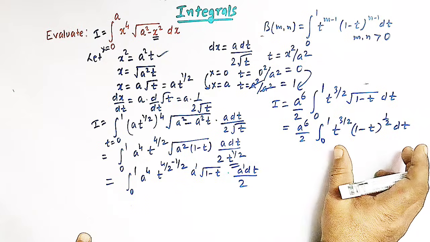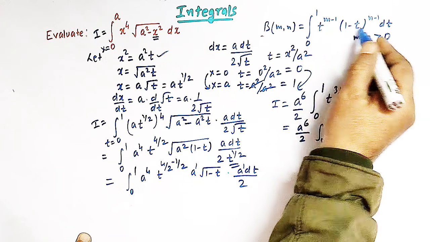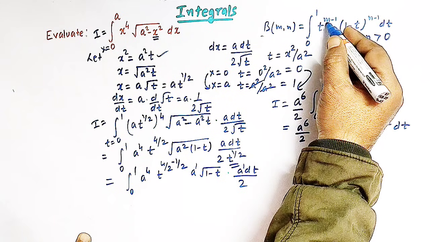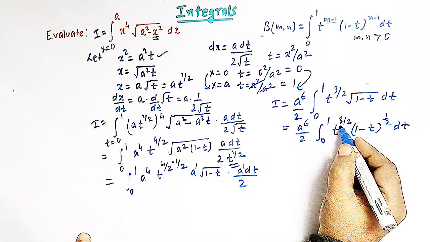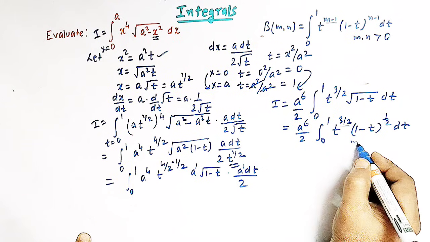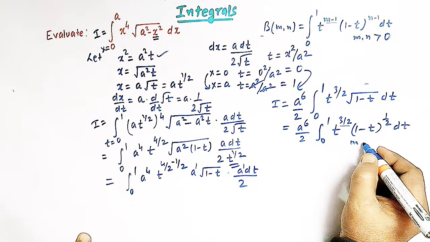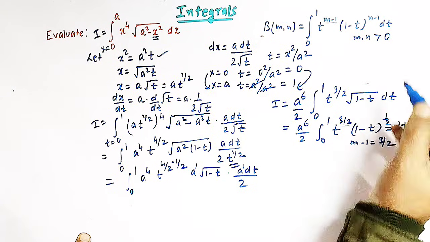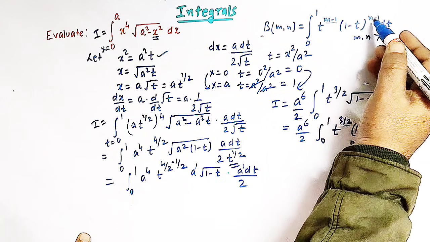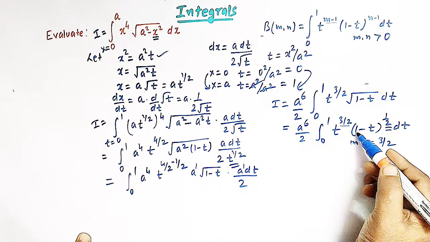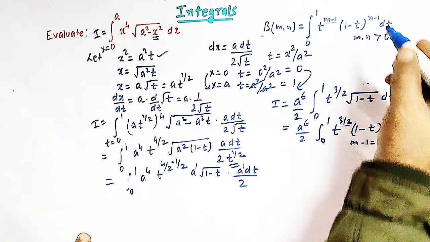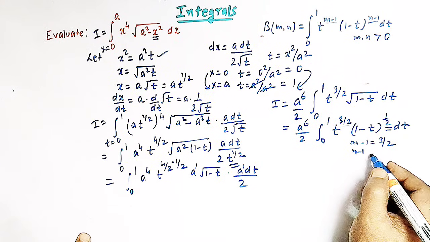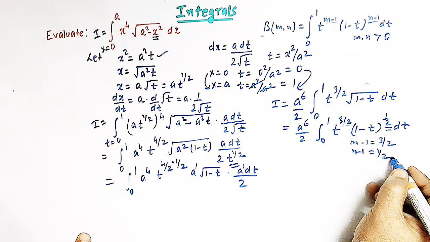So now if we compare this integral with this one, then we have 0 to 1, and here we have t raised to m minus 1. Here we have t raised to 3 by 2. So we can now write m minus 1 is equal to 3 by 2, and here we have (1 minus t) raised to n minus 1. Here we have (1 minus t) raised to half. So n minus 1 is equal to half.